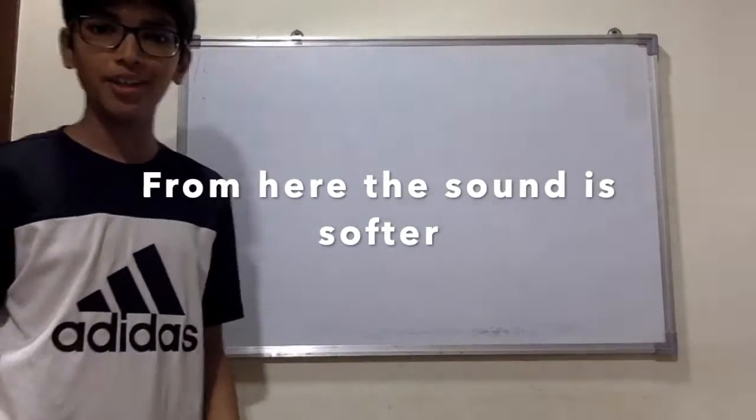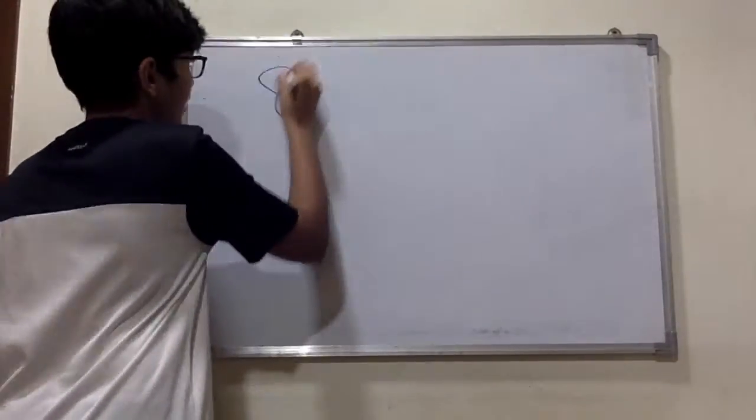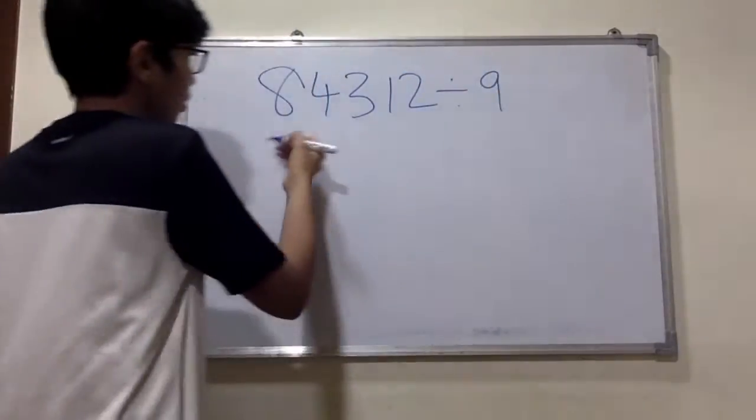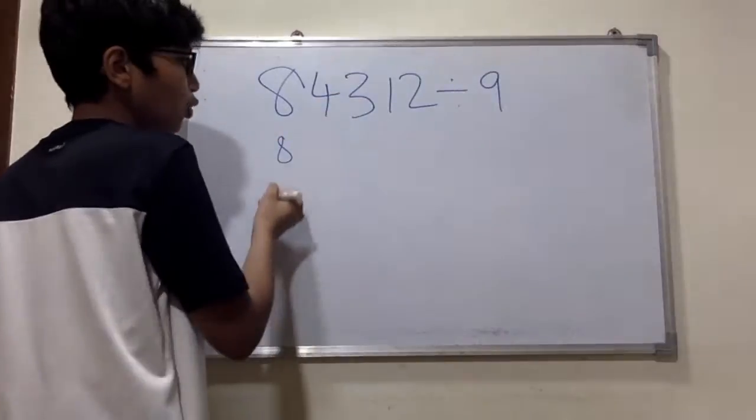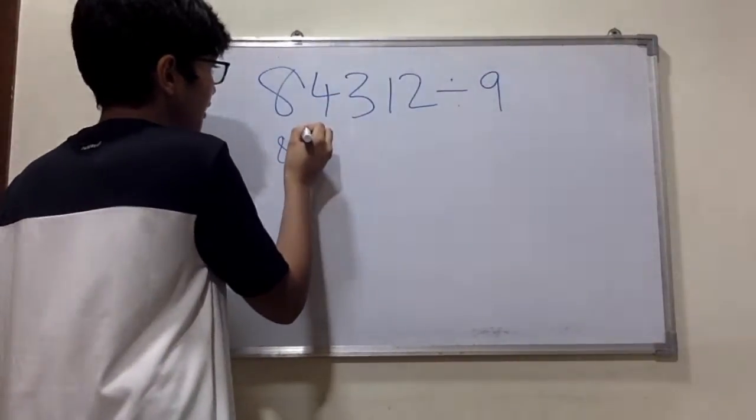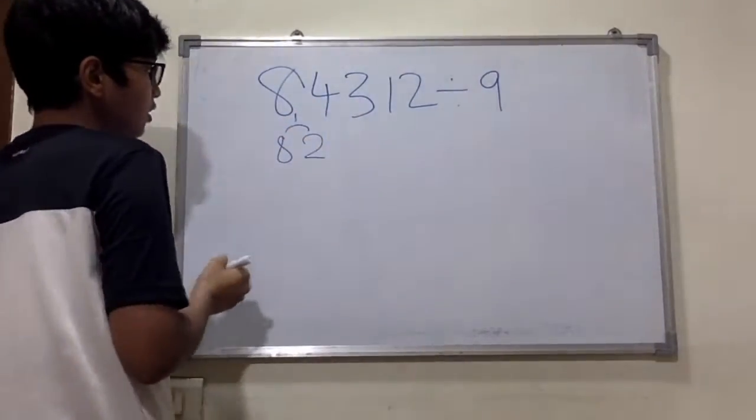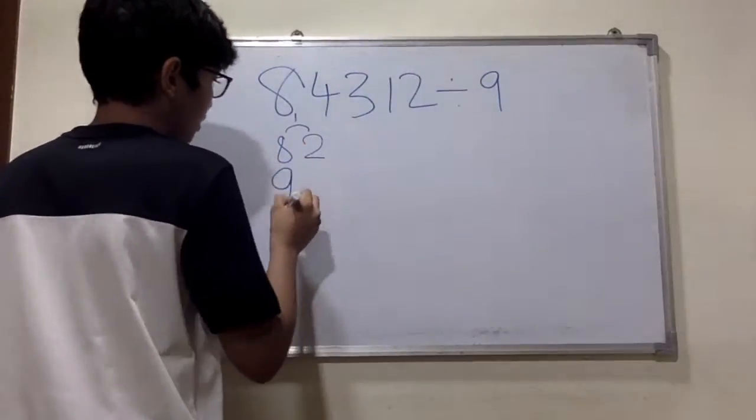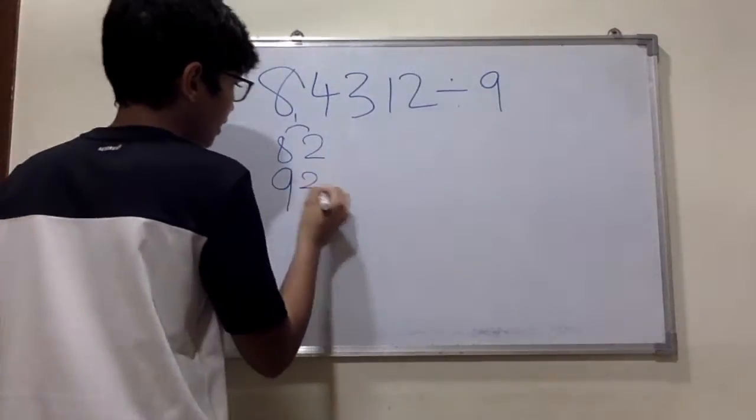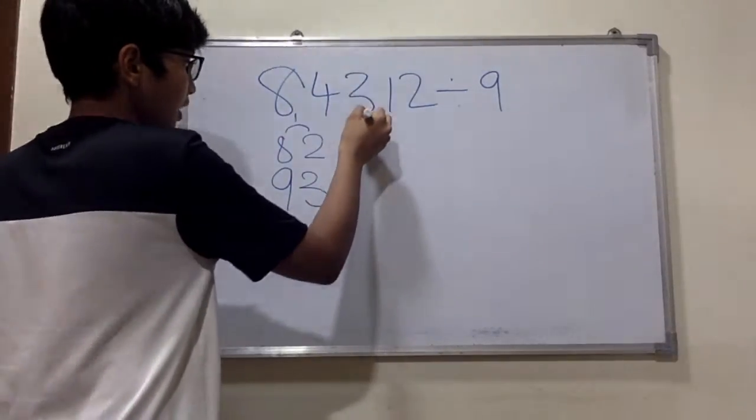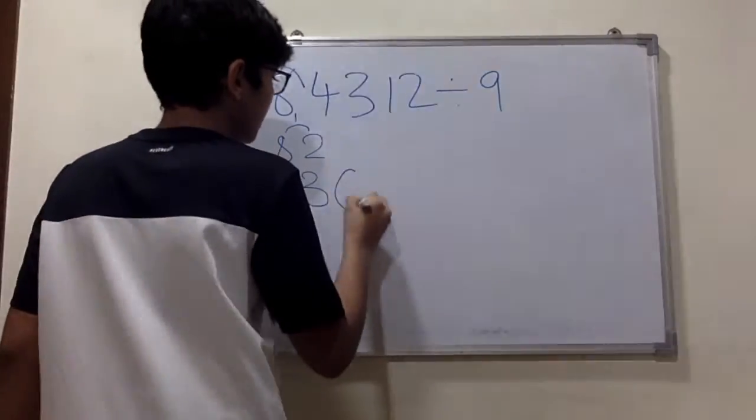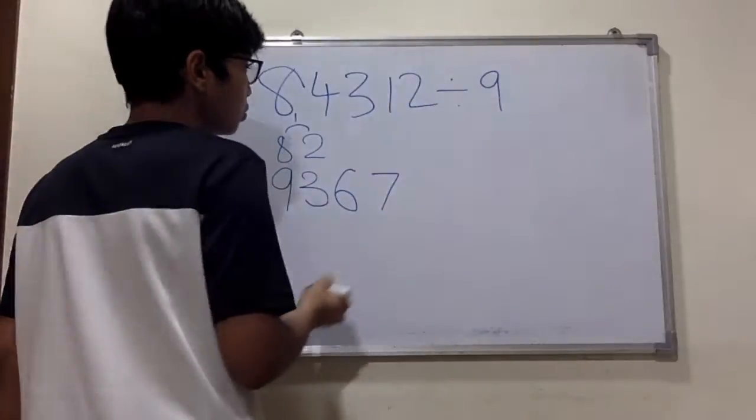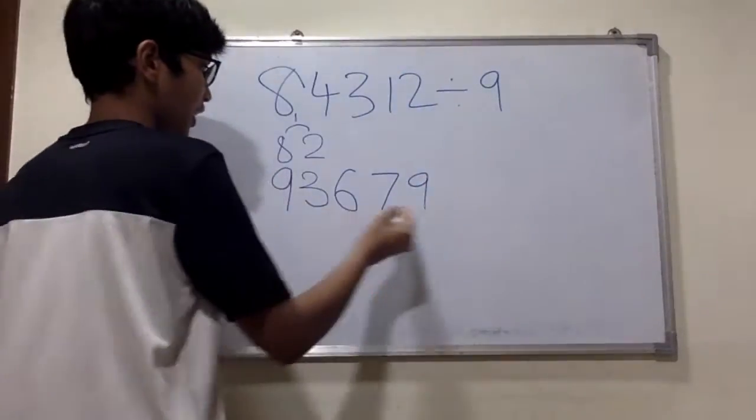So now I'll take a bigger number, for example, 8, 4, 3, 1, 2 divided by 9. First I'll take 8 down. Then I'll add 4 to 8, that's 12. I'll write 2 and then I'll take 1 carried over. And before I move ahead, I'll solve this part first. So 8 plus 1 is 9. Then 1 plus 2 is 3. Then this 3 I'll add to this, so that'll become 6. Then 6 plus 1, that's 7. And 7 plus 2, that is 9. Okay, now that is the answer.